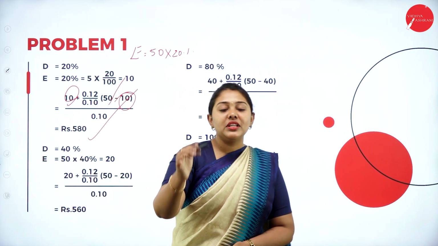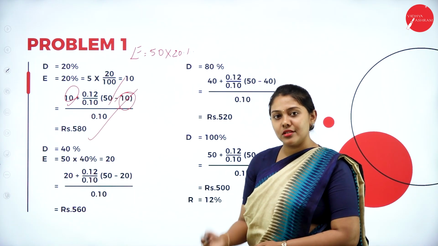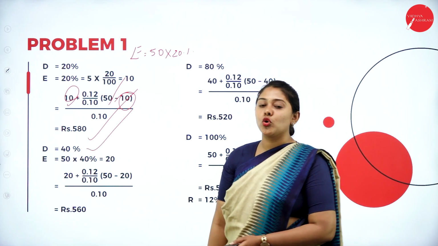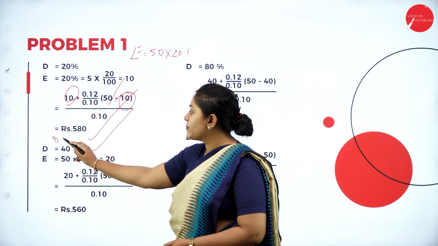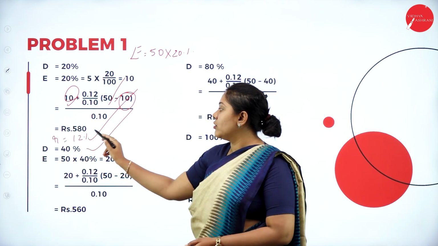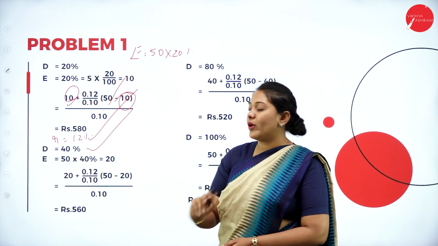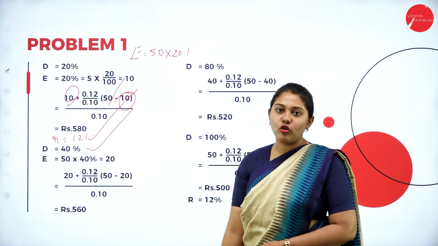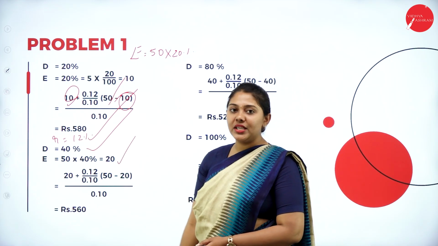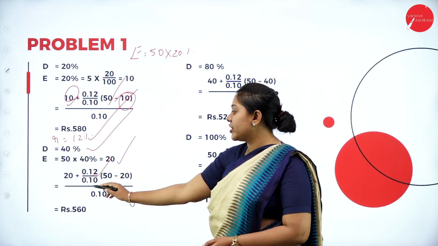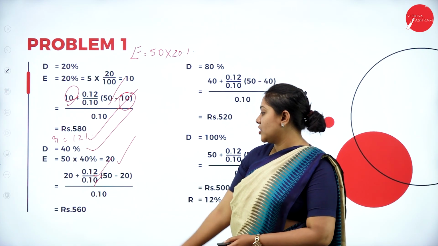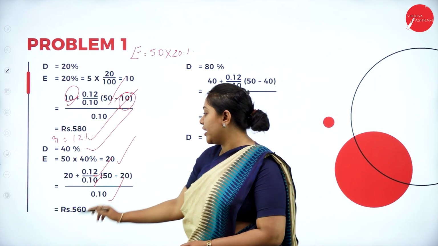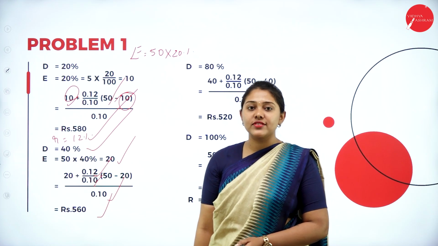Next, we are keeping the same rate, that is, your rate of return is 12%. Now we are calculating the dividend for 40%. So with the same R of 12%, we are calculating dividend 0%, 20%, 40%. So 40%, 50 rupees into 40%, it will be 20 rupees. 20 plus your rate of return divided by equity capitalization rate, minus earnings 50 minus your dividend. If you substitute the value, you get 560.